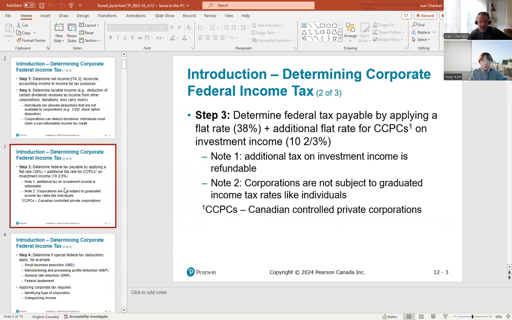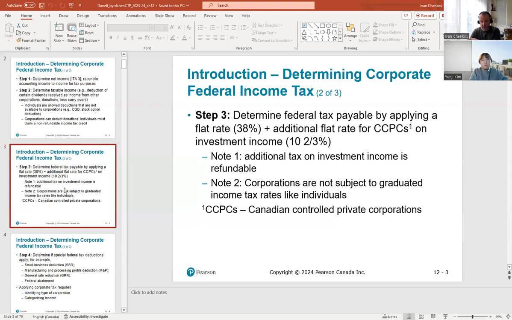After that, we're going to have to determine the federal tax payable, which applies the flat rate of 38%. So you have to understand, it's always a 38% flat rate. After that, you may have an additional flat rate for the Canadian controlled private corporation, only on the investment income. That will be additional tax on the investment income.